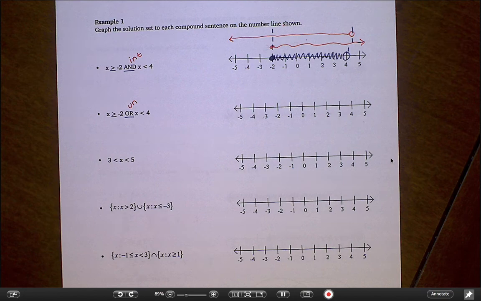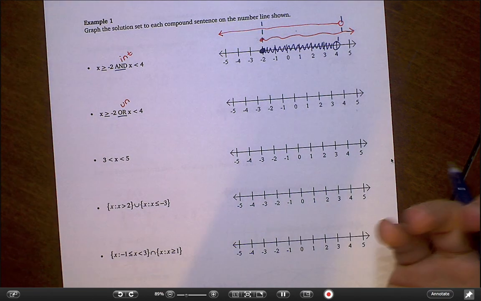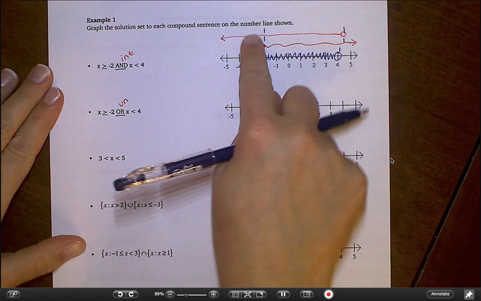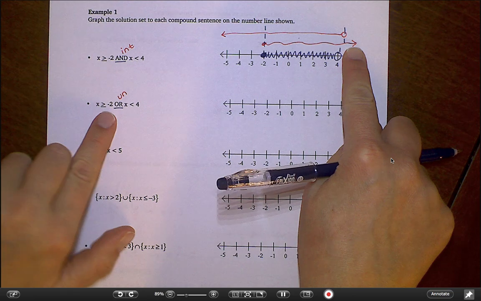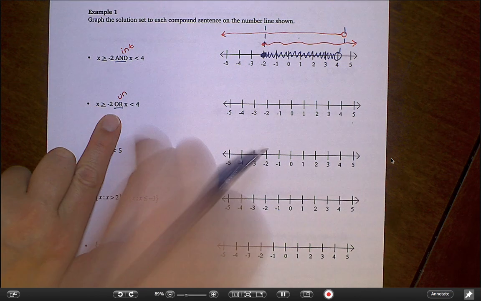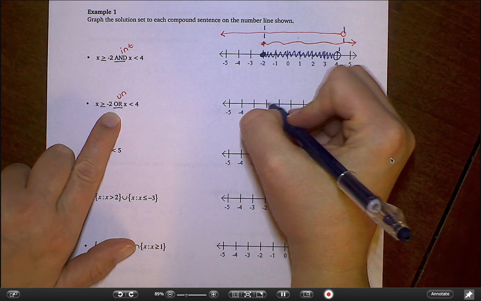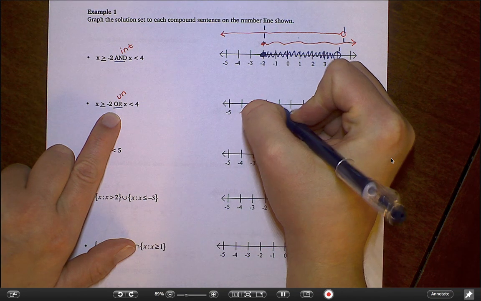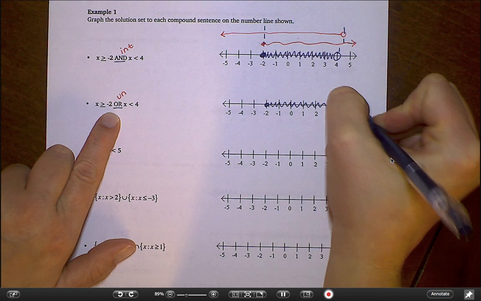Okay, so here's the thing with this next one, though. If I'm doing a union, everybody gets invited to the party. I don't have to worry about excluding these numbers or excluding these numbers, right? So when I'm working with an or, I'm just going to put both things on the number line at the same time and see what happens. So greater than or equal to -2 would be all of these.